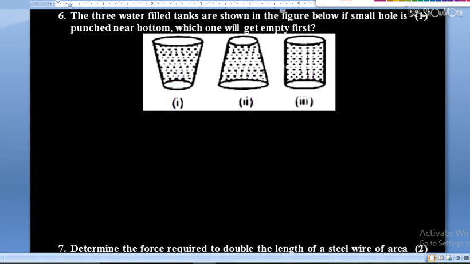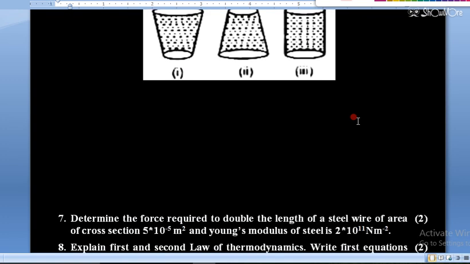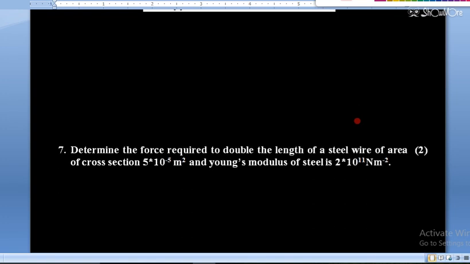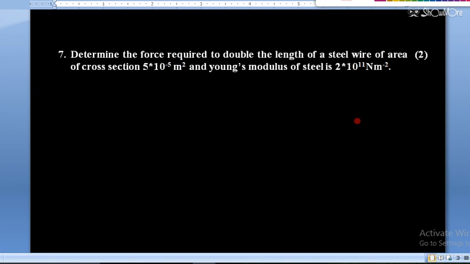Now we are going to start the 2 marks questions. These are the 6 one-mark questions that we have explained. If anyone is facing some problem in these 6 questions, then he or she can ask. You can check the calculations. If any calculation mistake is there, you can discuss and tell me. Okay, so next question is the 7th question.